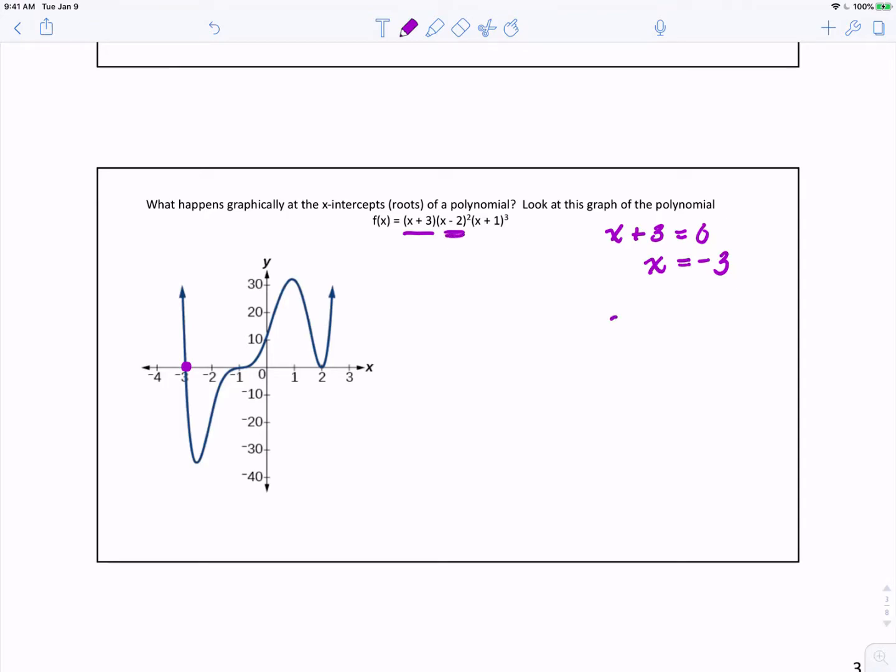If we do x - 2 = 0, that gives us a root at x equals 2, but look at how the graph is different at x equals 2 than at x equals negative 3. At x equals 2, the graph touches the x-axis, but then changes direction and goes back up. At x equals negative 3, it crosses, but at x equals positive 2, it bounces back up. And notice that the power here is an even power.